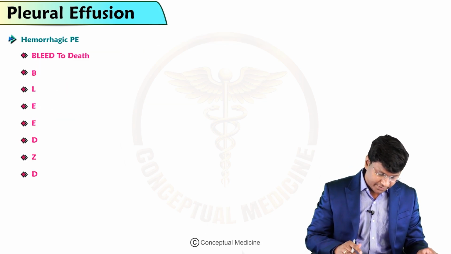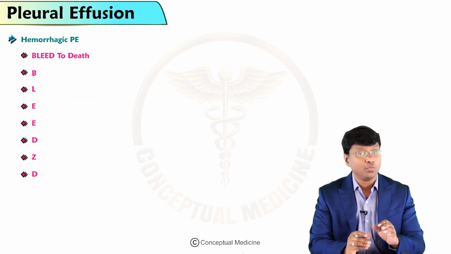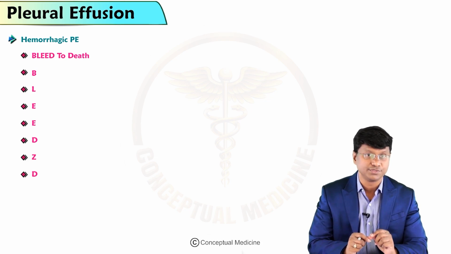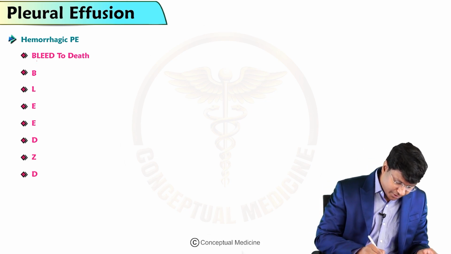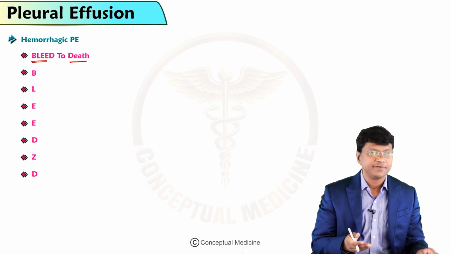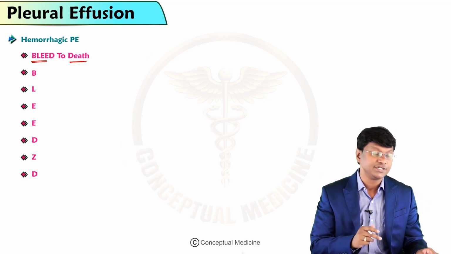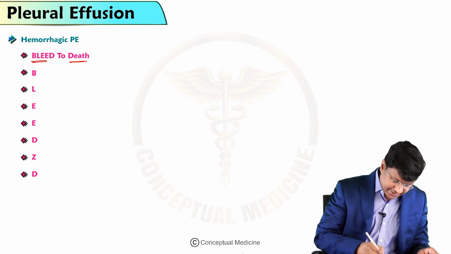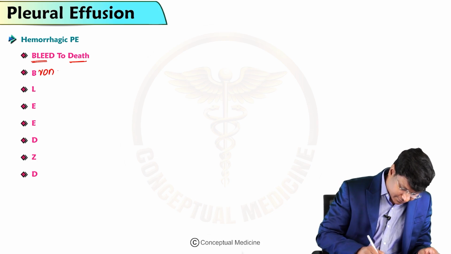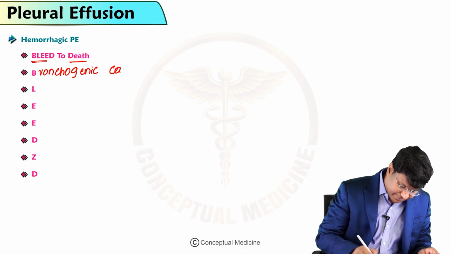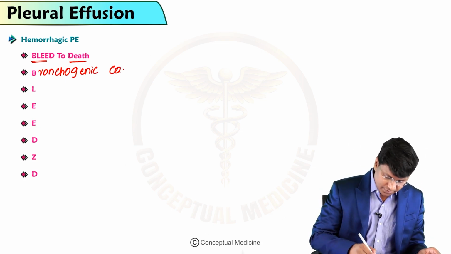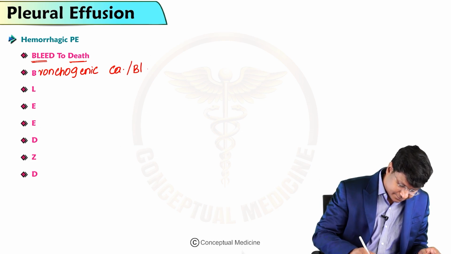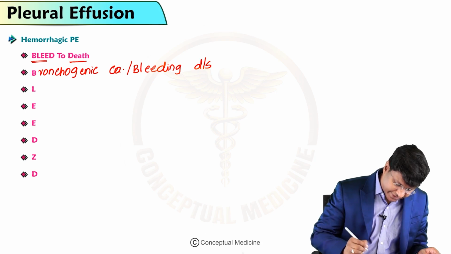Now, another important question that can be asked in your exams will be, what are the causes for hemorrhagic pleural effusion? The mnemonic is bleed to death. So definitely you have blood in the hemorrhagic pleural effusion. So the mnemonic, please remember, bleed to death. B stands for bronchogenic carcinoma or the bleeding disorders.